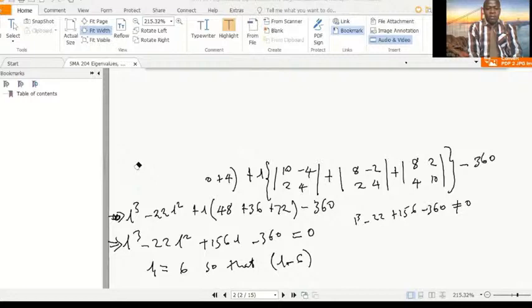We have the coefficient of lambda cubed is 1. The coefficient of lambda squared is negative 22. The coefficient of lambda is positive 156. And then the constant is negative 360. So by synthetic division, the first thing I'll do is bring this 1 down. And then 1 times 6 will be 6. Add negative 22 plus 6 to get negative 16.